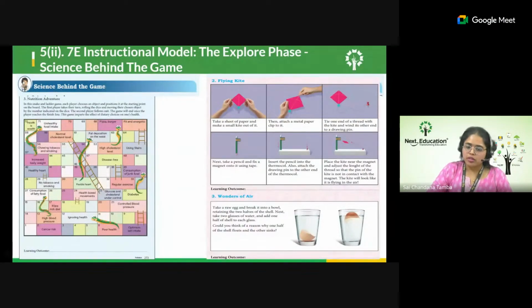Right. And also there are various hands-on activities provided at the end of the book. So students can actually explore them, learn by doing. Yes, experiential learning is what we say. So that is what students are going to do using these activities.